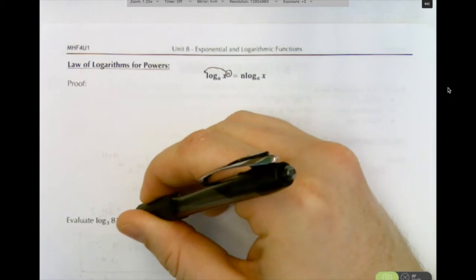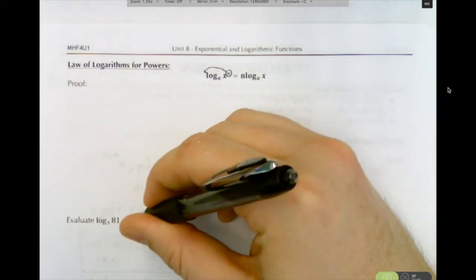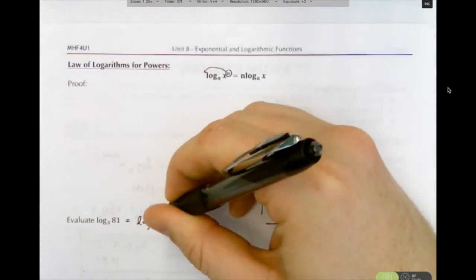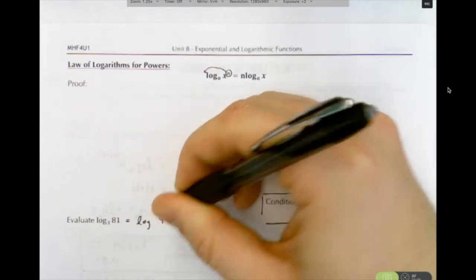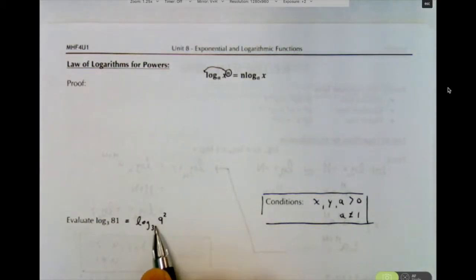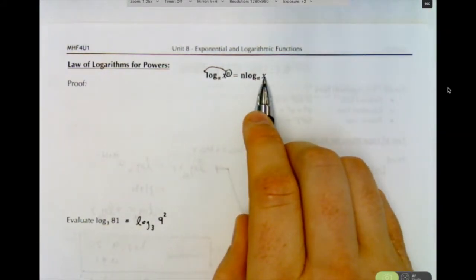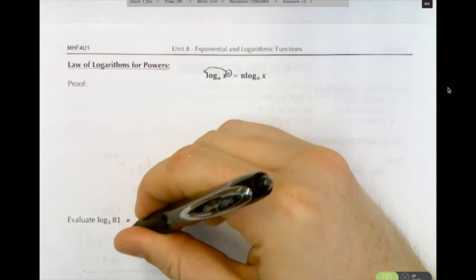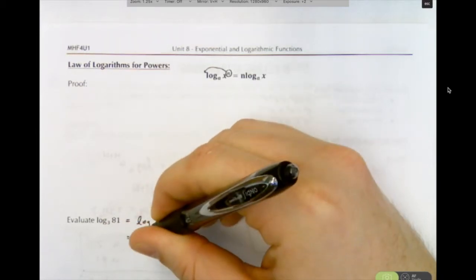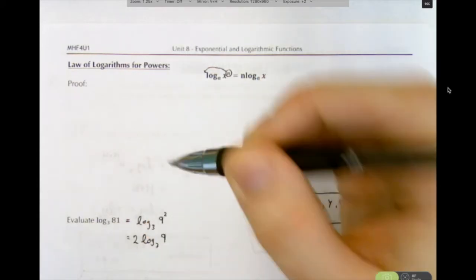Well, you could rewrite 81 as a power that you are familiar with. For example, we could rewrite 81 as the log of 9 to the exponent 2 base 3. And the law of logarithms for powers states that if you have an exponent inside a logarithm, you can rewrite it as that exponent times the logarithm. So I'm going to rewrite this as 2 times the log of 9 base 3.